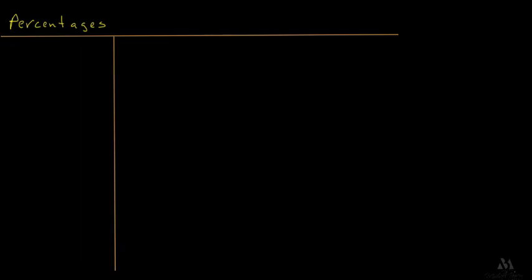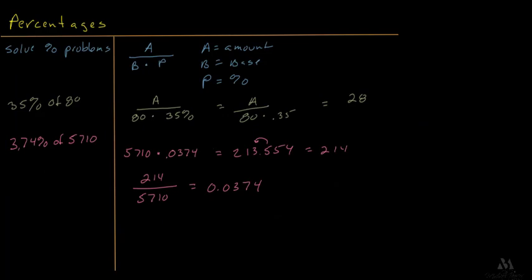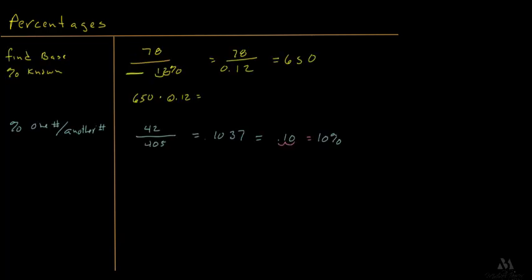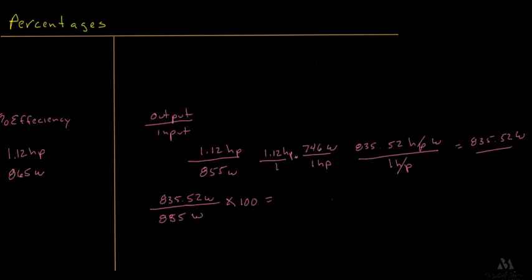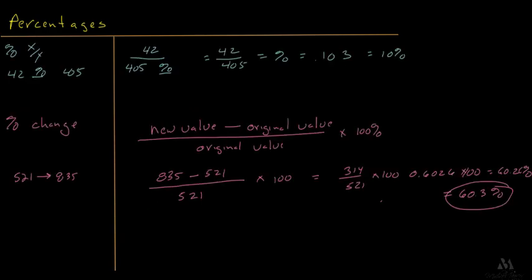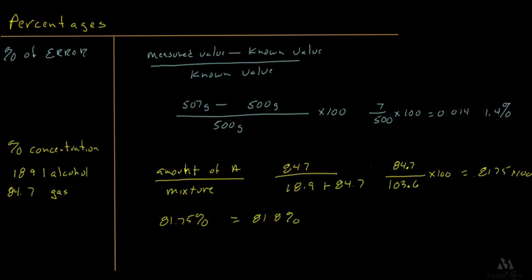All right, let's talk about percentages. We talked about how to solve percentage problems, and we used our little percentage triangle, the amount over the base times the percentage. We talked how to find the base when we know the percentage, and how do we find the percentage of one number over another. We talked about how to calculate efficiency. We talked about how to calculate percent change. And finally, we looked at percent error and percent of concentration. Covered a lot of stuff, all to do with percentages. If you got any questions, please get a hold of me.